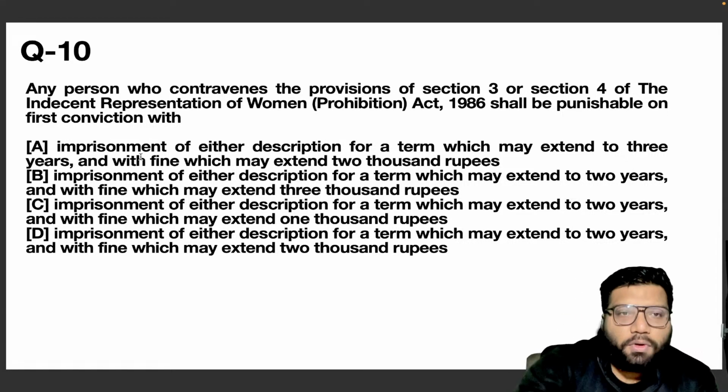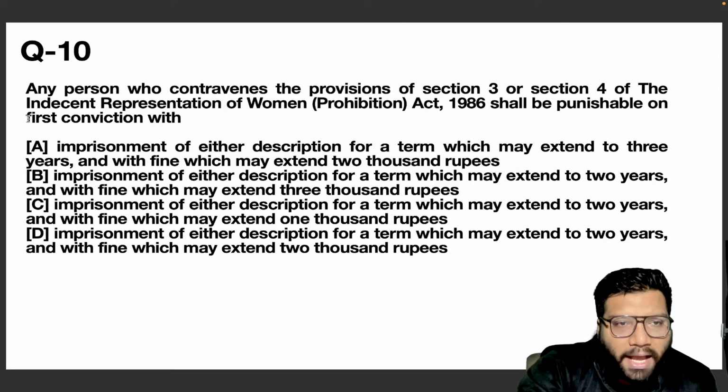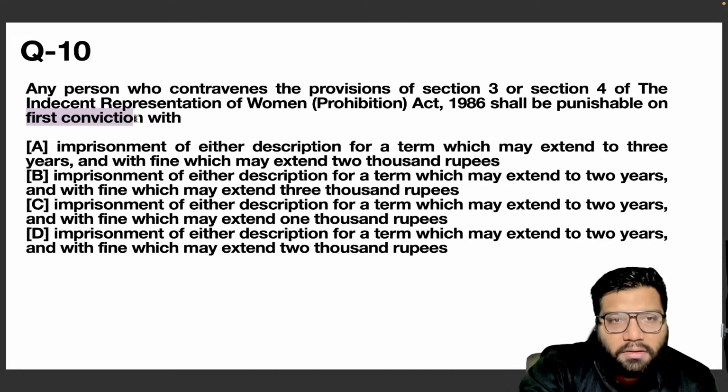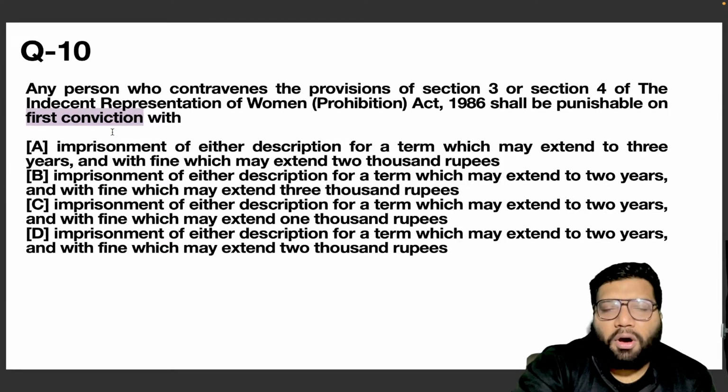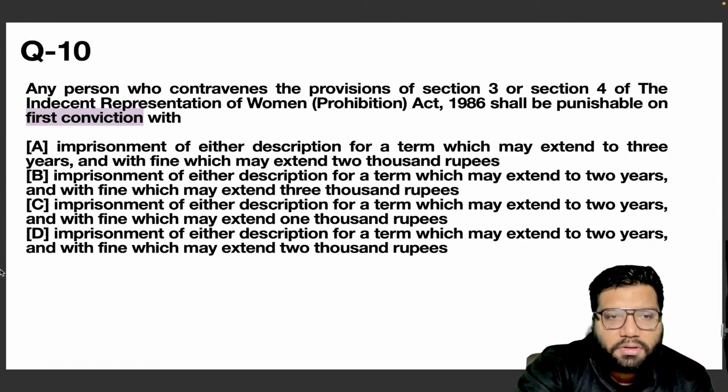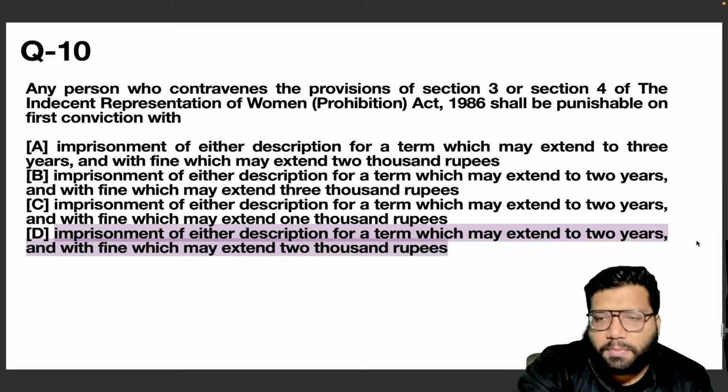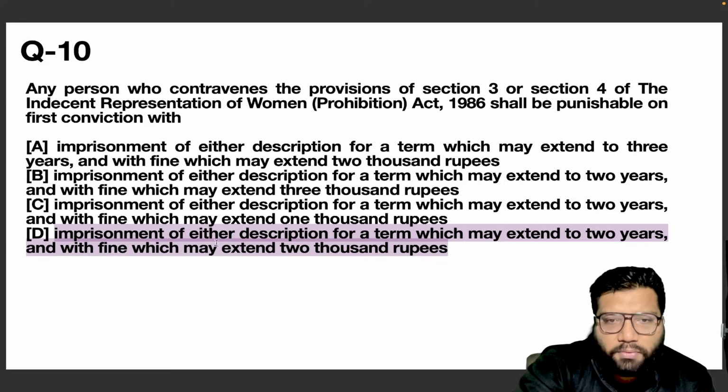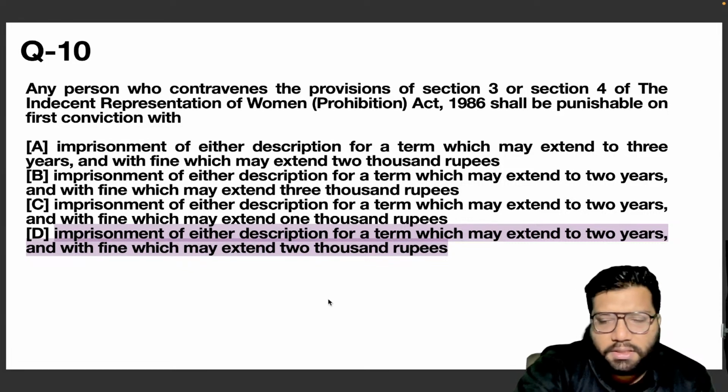Please focus on this, this is what has been asked in the question: first conviction, or second or subsequent conviction. So when it comes to the first conviction, it is going to be imprisonment of either description for a term which may extend to 2 years and with a fine which may extend to 2000 rupees. So D is the correct answer.